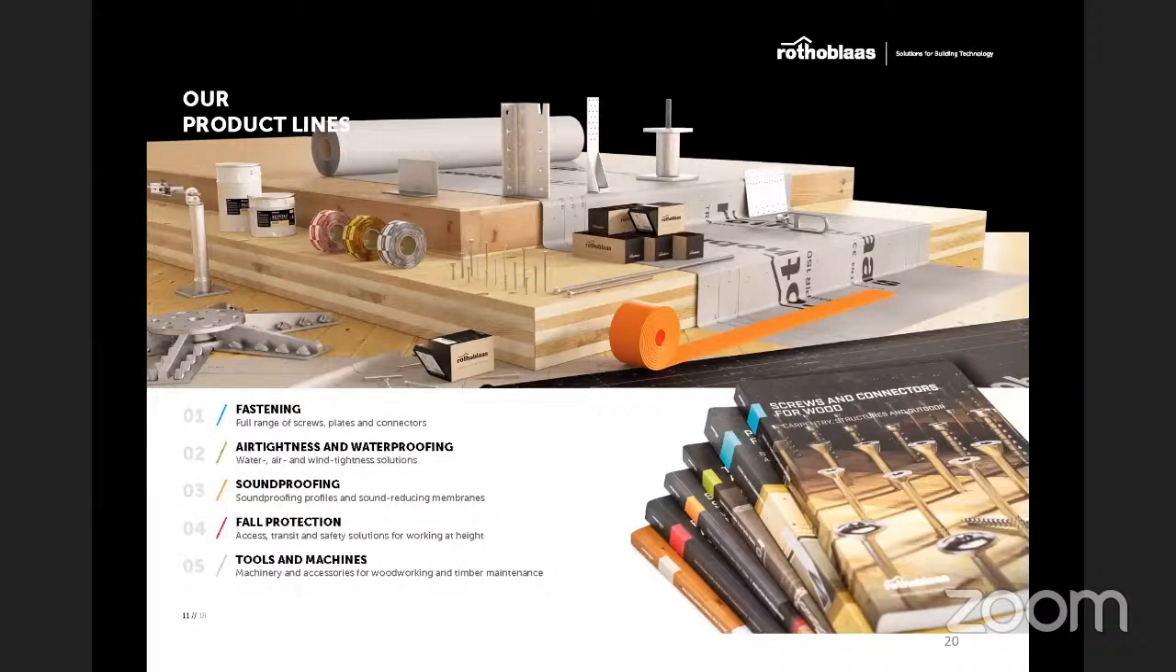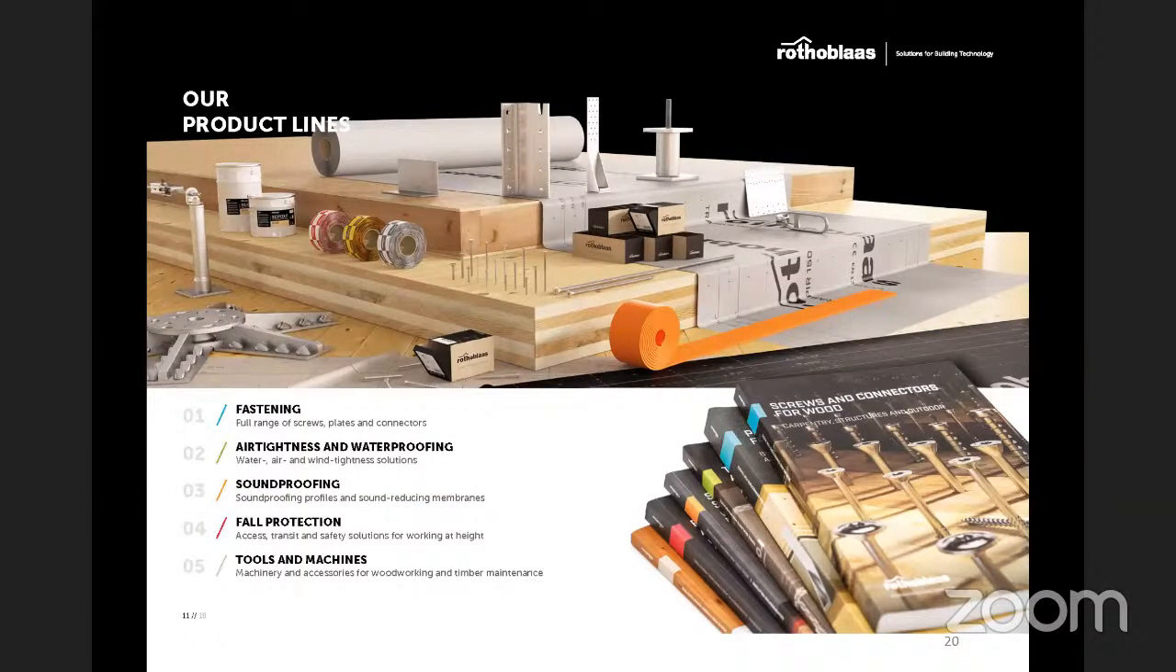Now, to introduce Rotoblast, we operate in 5 product lines. We supply fasteners and connectors for timber, the joinery part of the timber. We also supply tapes and membranes for air tightness and waterproofing.